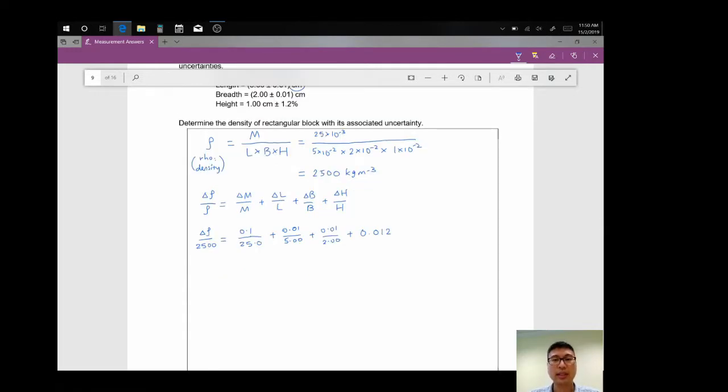Now you may notice that I did not need to change any of the fractional uncertainties into meters. That's because the meters will cancel out anyway. I can use the centimeter values to calculate fractional uncertainties.